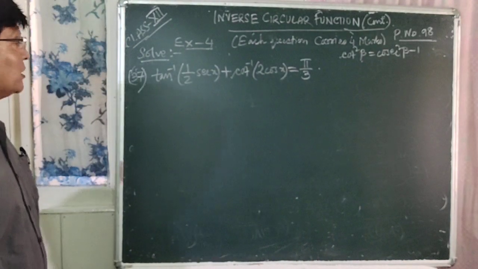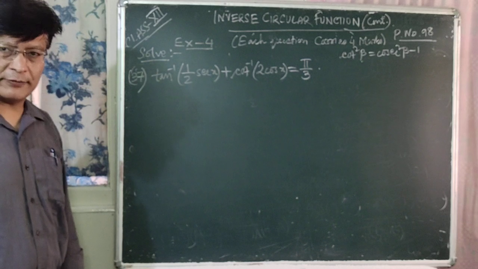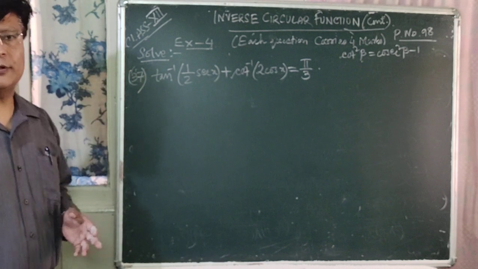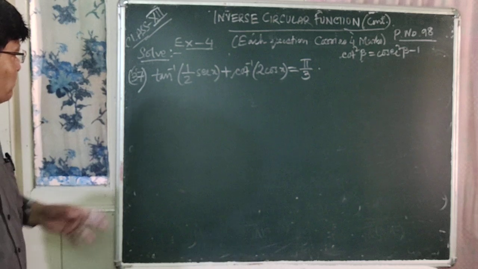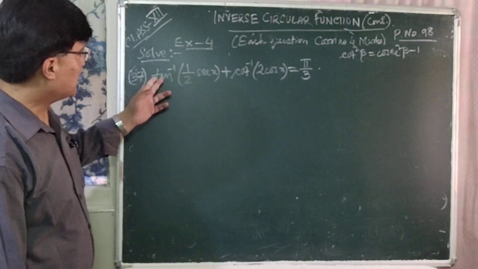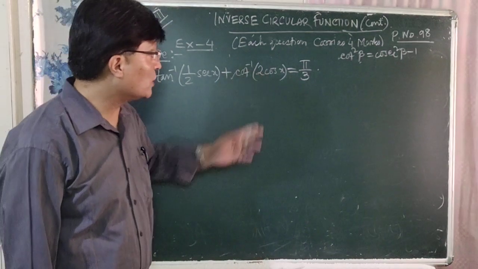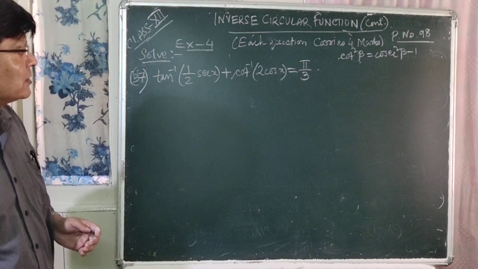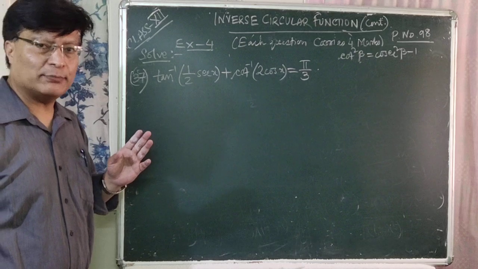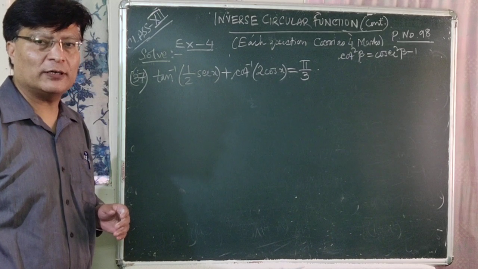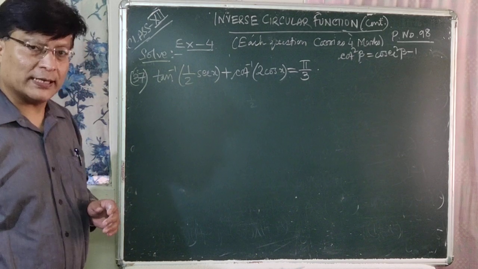Now we will do the next question, that is number 37. This is also one you have to solve, right? The question is tan inverse within bracket half sec x plus cot inverse within bracket 2 cos x is equal to pi by 3. That means here also you should get the value for x, right?